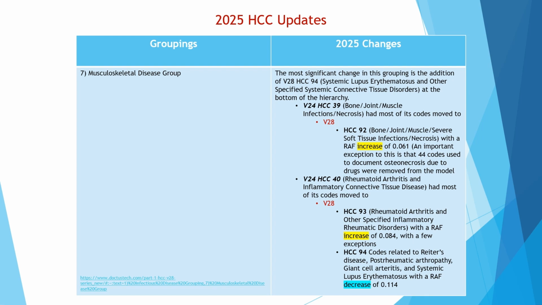V24 HCC 40, rheumatoid arthritis and inflammatory connective tissue disease, had most of its codes moved to V28. HCC 93, rheumatoid arthritis and other specified inflammatory rheumatic disorders, with a RAF increase of 0.084, with a few exceptions. HCC 94 codes related to Reiter's disease, post-rheumatic arthropathy, giant cell arteritis, and systemic lupus erythematosus with a RAF decrease of 0.114.